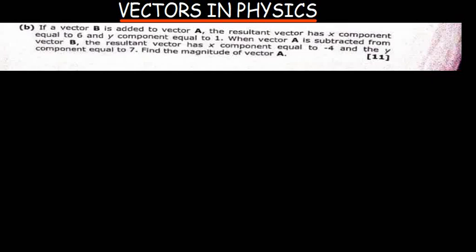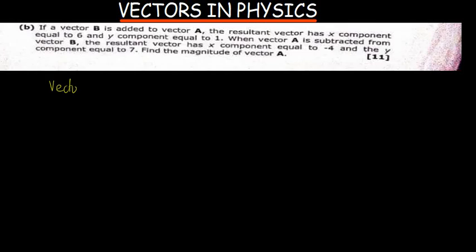This one here. If a vector b is added to a vector a, the resultant vector has x component equal to 6 and y component equal to 1. When vector a is subtracted from vector b, the resultant vector has x component equal to -4 and the y component equal to 7. Find the magnitude of a. That's 11 marks. So we'll start with vector here, and then we're going to put x component, then we'll put y component.